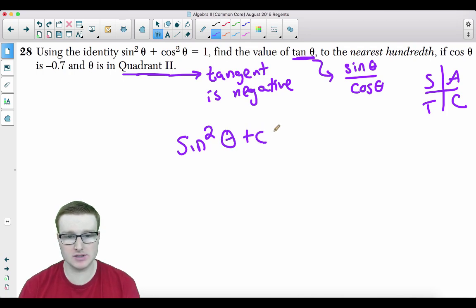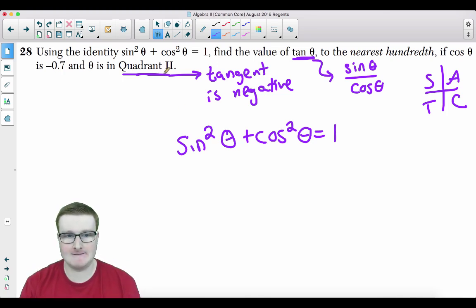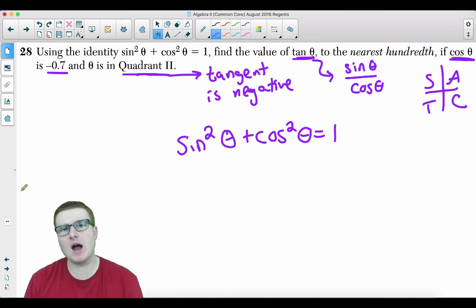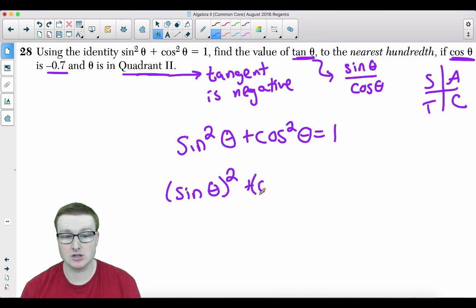Sine squared theta plus cosine squared theta equals 1. Okay, let's do it. What we're going to do first is plug in negative 0.7 for cosine, because they tell you that cosine theta is negative 0.7. But we have a problem here, ladies and gentlemen. This is cosine squared theta. Well, we could actually rewrite this. Don't forget that sine squared theta plus cosine squared theta can be rewritten as (sine of theta) squared plus (cosine of theta) squared equals 1.